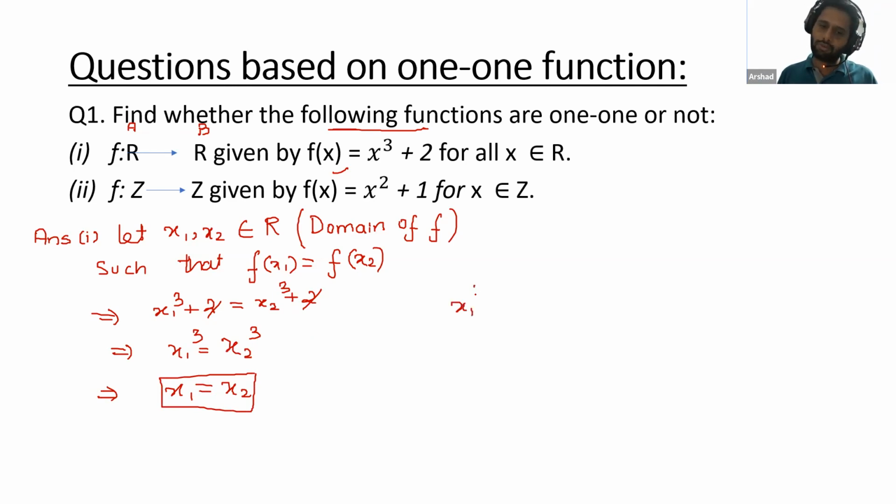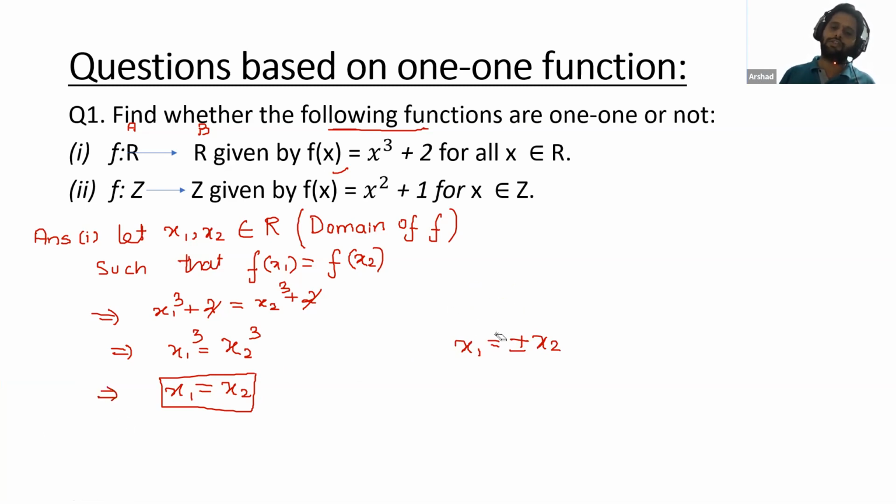If x1 square is equal to x2 square, then we can't say that x1 is equal to x2. We will say x1 is equal to plus minus x2. Always remember, if you have an even power, then you need to put the plus minus sign. If you have an odd power, then you can say, yes, these two are equal. Please remember this.